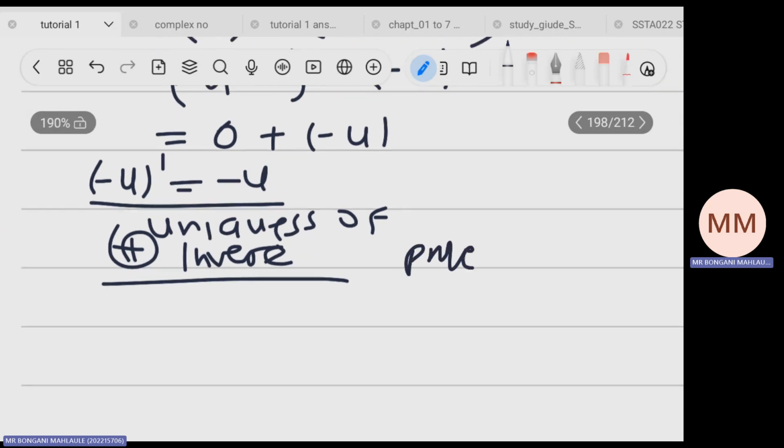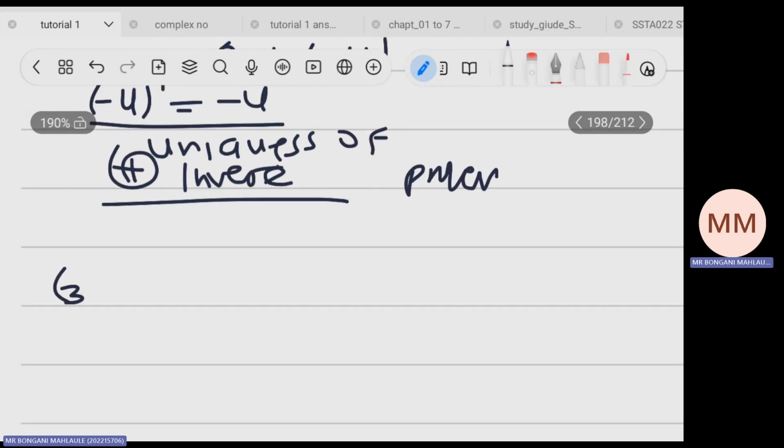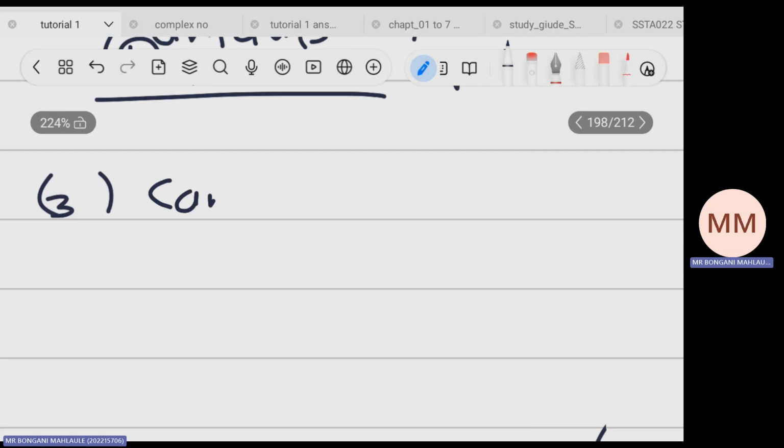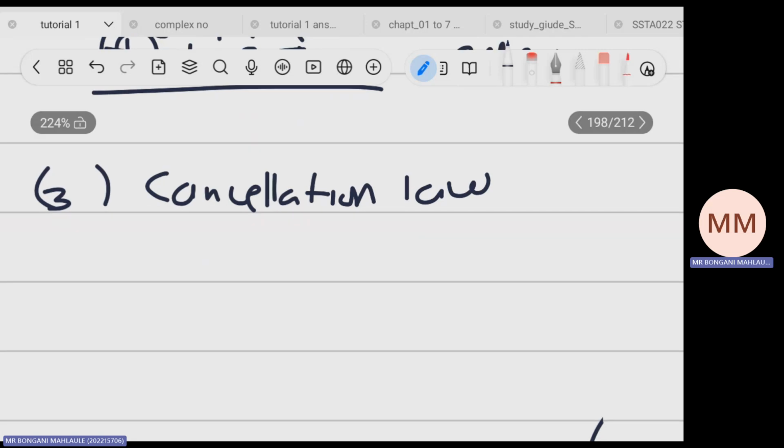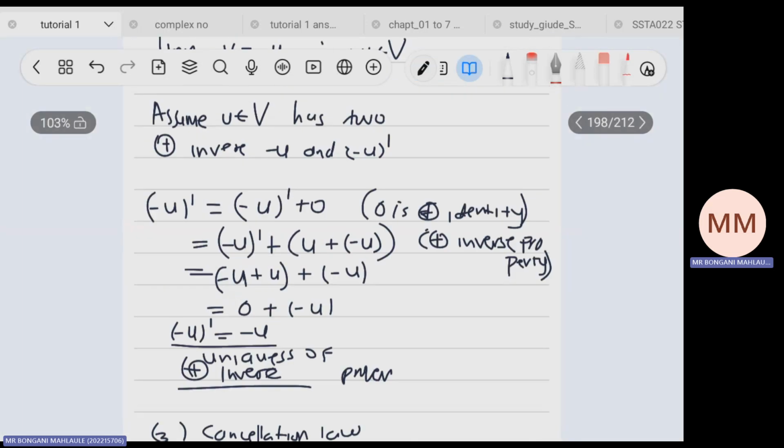Proven. And we can come to the last one, which is the cancellation law. So let me see something here.